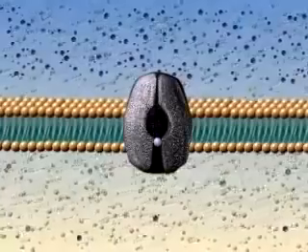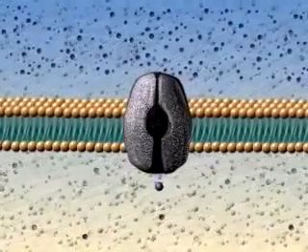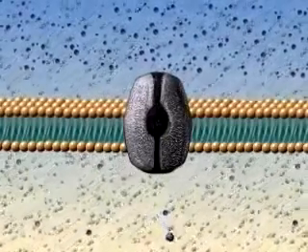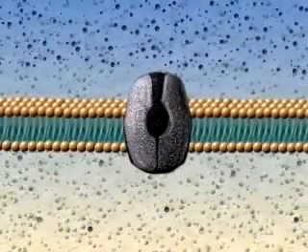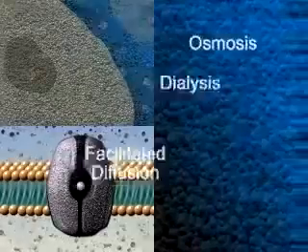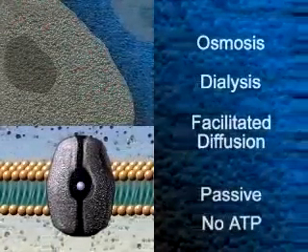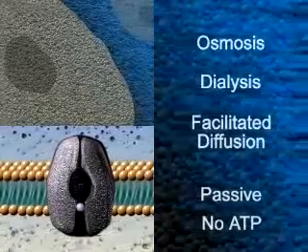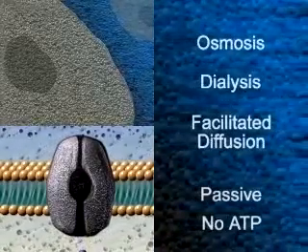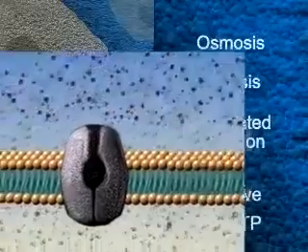The carrier protein is somewhat like a revolving door, allowing easy access across the membrane and then rotating back to the other side. All of these processes, osmosis, dialysis, and facilitated diffusion, are passive. The cell does not have to use any energy to move materials by these methods. The concentration gradient is used.